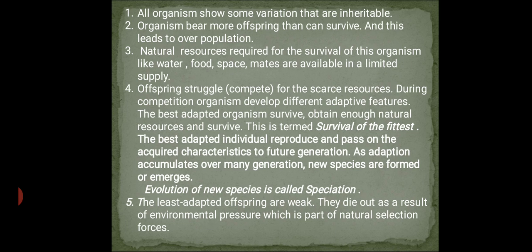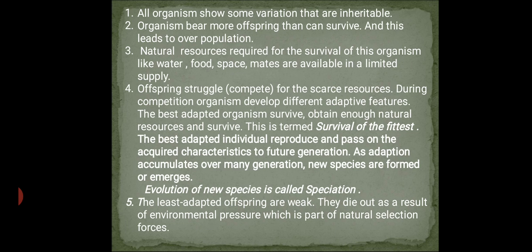The formation of new species out of this population is known as what? Speciation. The least adapted offspring are weak, they die out as a result of environmental pressure, which is part of natural selection. If you look at this idea, what Darwin is telling us is that nature will select the best and the weak ones will be weeded out.